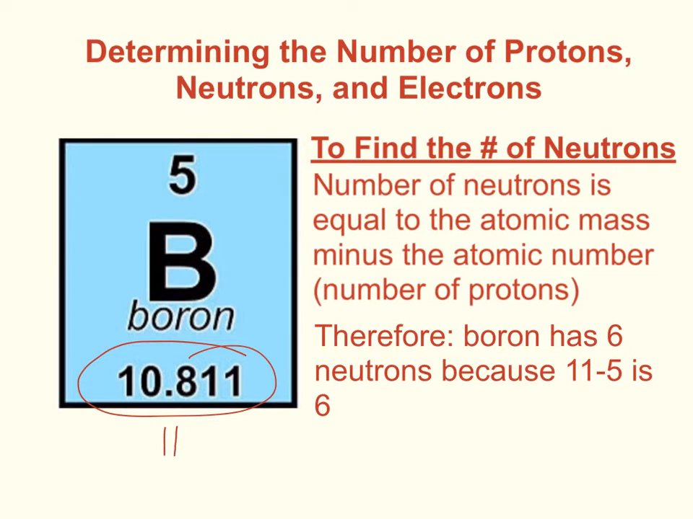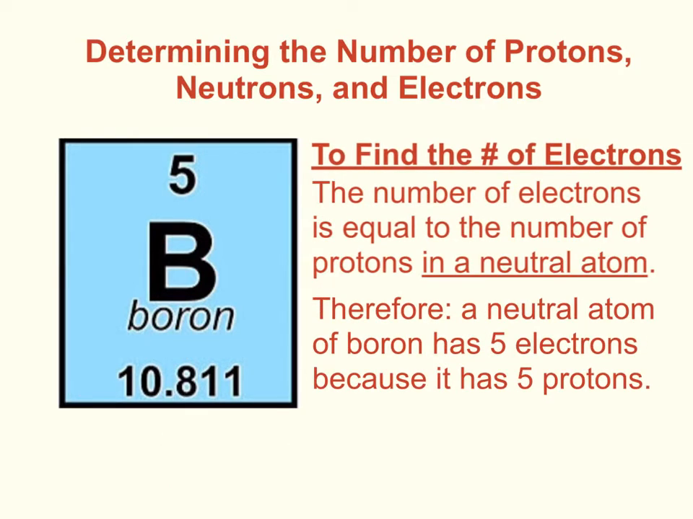Since the atomic mass is equal to protons plus neutrons, we can subtract out the number of protons and we end up with the number of neutrons. Therefore, boron has 6 neutrons because the atomic mass, 11, minus the atomic number, which is the number of protons, 5, is equal to 6. So in boron, there are 6 neutrons and 5 protons, and that's why it has an atomic mass of 11.